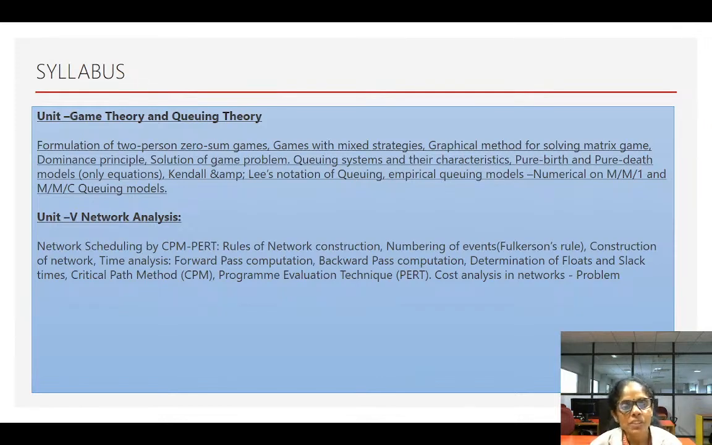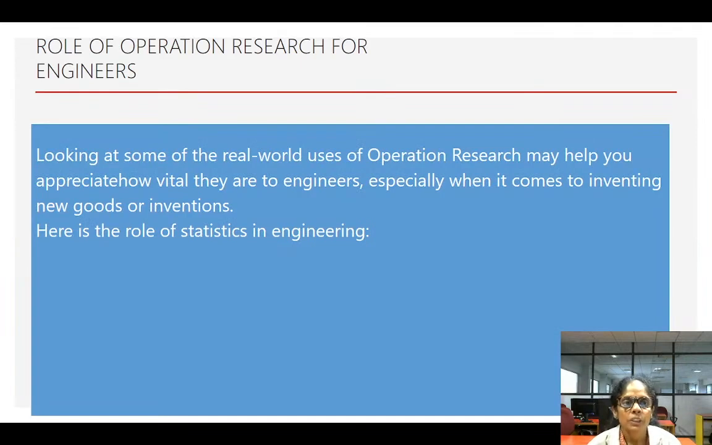Critical path method means it is nothing but the shortest path to reach from one destination to another destination. And similarly in this we are studying program evaluation techniques, that is PERT. Then cost analysis in networks, how to minimize the cost. Now let us look at the role of operation research for engineers.